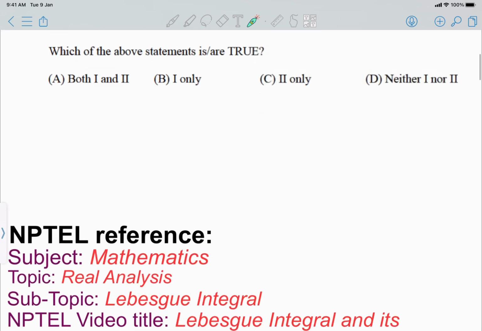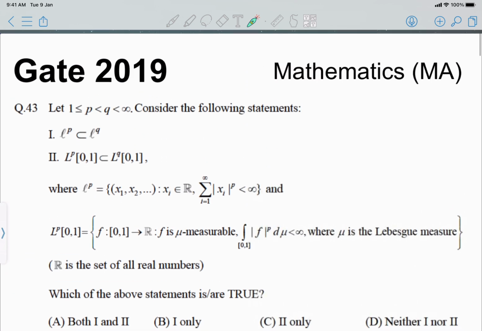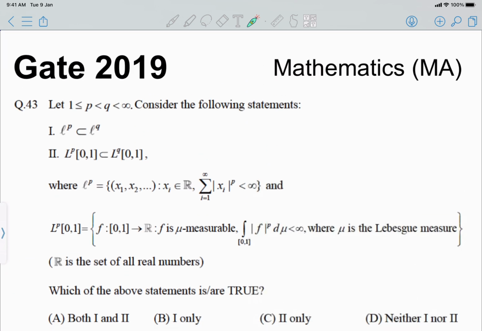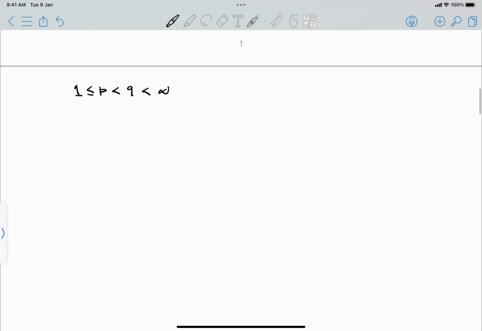Okay. So this is the NPTEL reference. This you can check. Okay, so let's start solving this one. So 1 ≤ p < q < infinity. We will show that the first one is correct. We will show ℓp is a subset of ℓq.